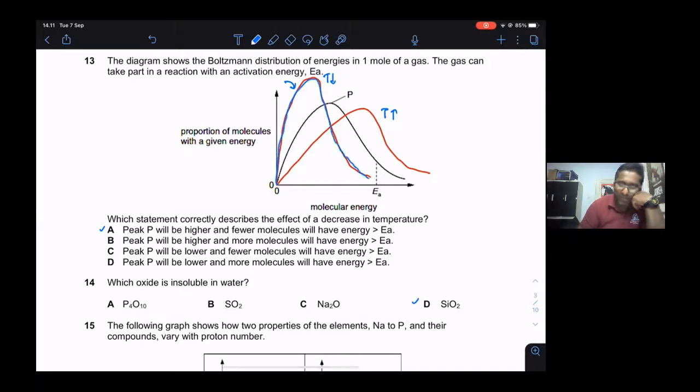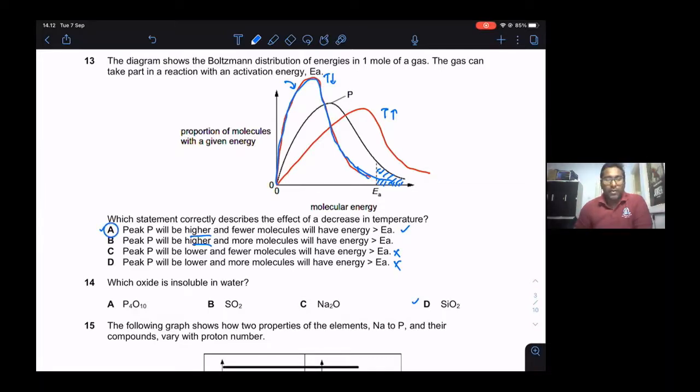So what can I say for that? I can simply say the peak will be higher, so definitely it cannot be lower. And then you can see as I go over here, the number of molecules that have more than activation energy is less compared to the earlier one. The earlier one will have more. So fewer molecules will have energy more than activation energy. Therefore the answer is going to be A.